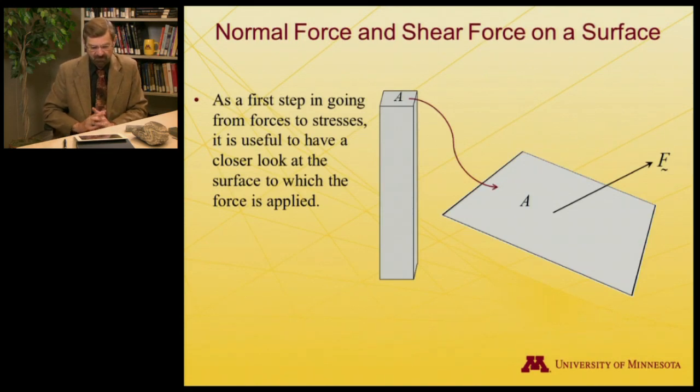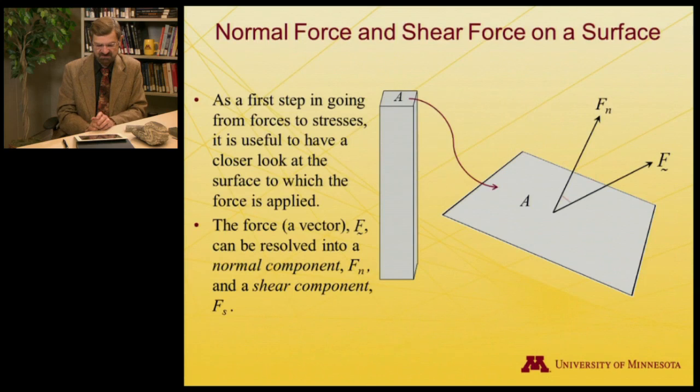So we want to take a look now at how the forces are applied to a specific area. We start out, as shown here, with the end of this bar that we've been looking at, and we'll expand it out and make it somewhat larger. It has some area A, and there's a force applied, not necessarily normal to or in the plane of the surface. We can always resolve this force into a normal component, acting normal to the surface, and a shear component, acting in the plane.